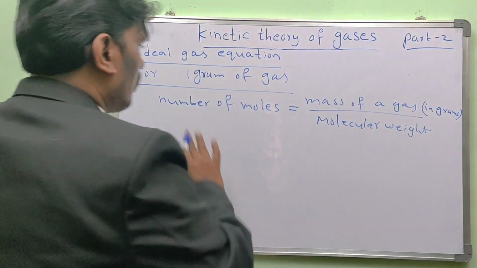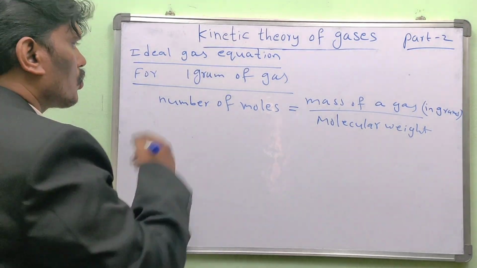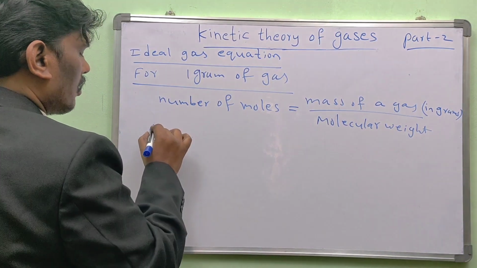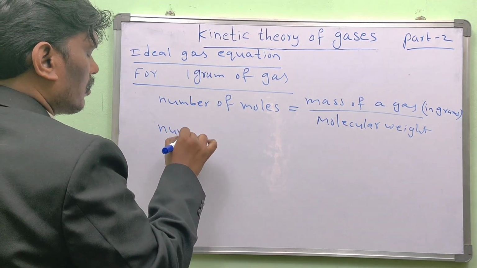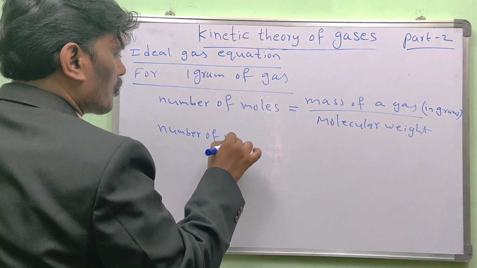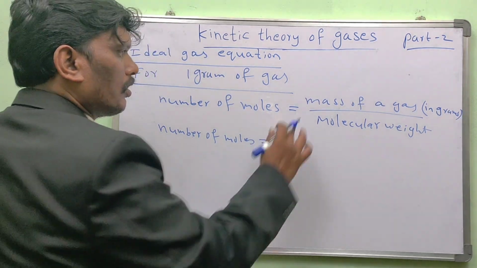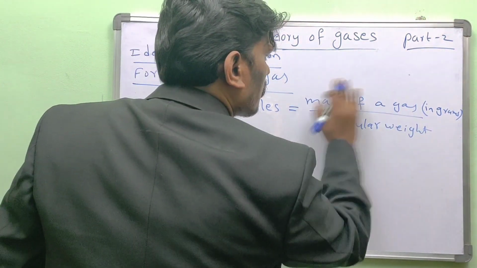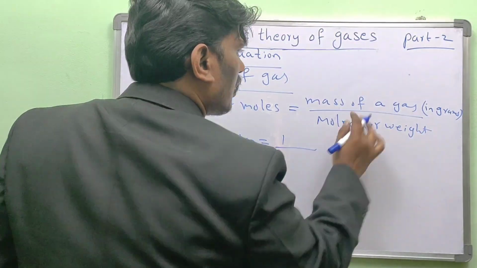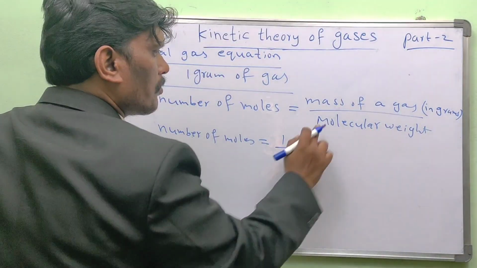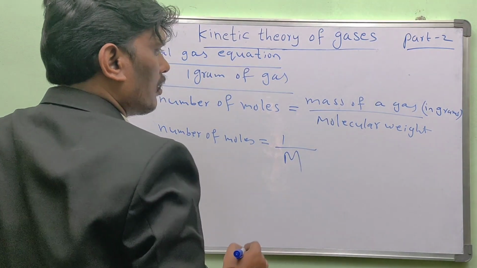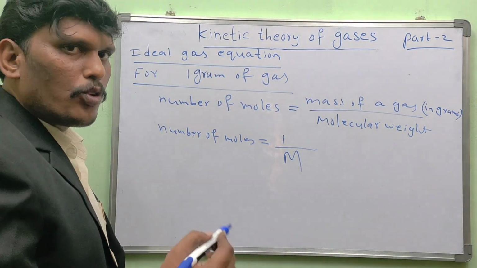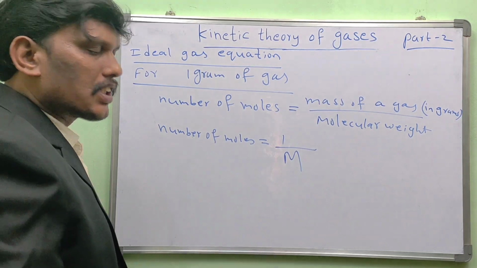This is the number of moles formula. We know that for 1 gram of gas, the number of moles is equal to the mass of gas, so in place of mass of gas write 1 gram, that is mass in grams, so 1 gram by molecular weight.